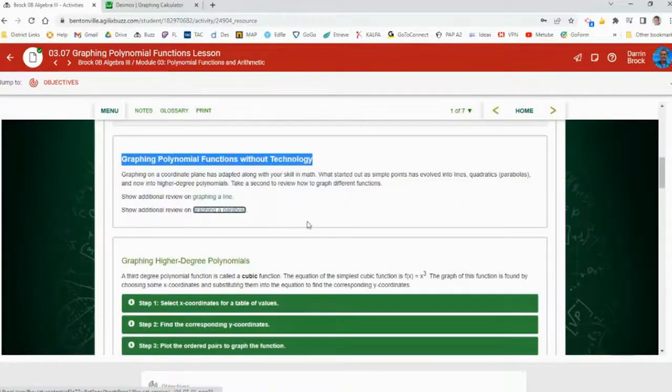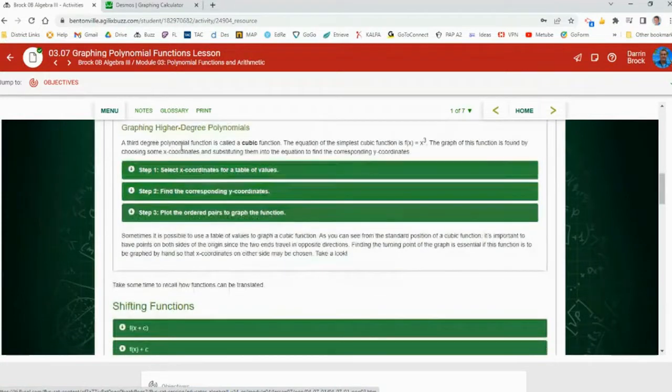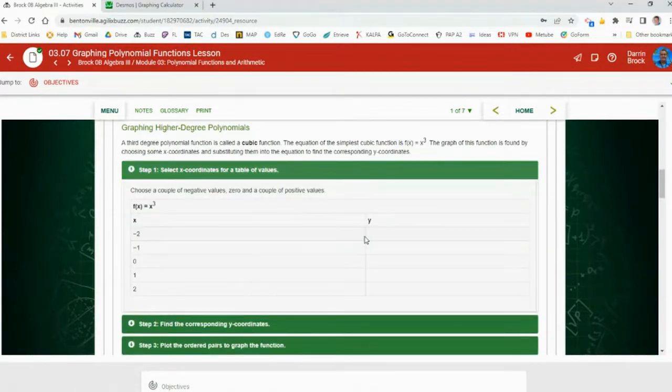All right, so that just shows a little review on a line of parabola. How about graphing higher degree? Like here's a cubic one. F of x equals x to the third. Well, again, we can make a table of values.